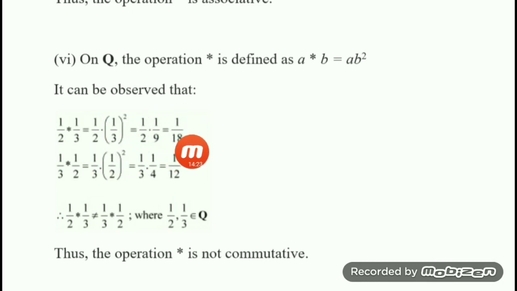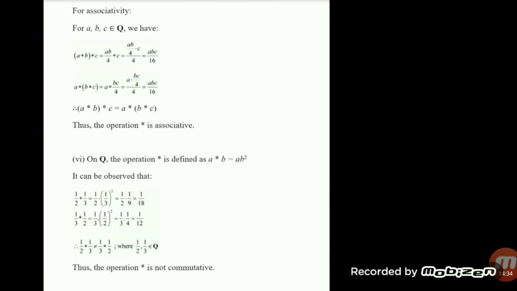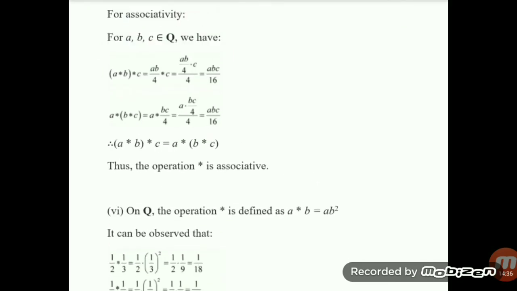Product will give you 1 by 18. Then 1 by 3 star half: 1 by 3 into half square. Half square is 1 by 4. This is 1 by 12. Okay. So they are not equal. Hence the operation is not commutative. Now we have to go for associativity of the operation.